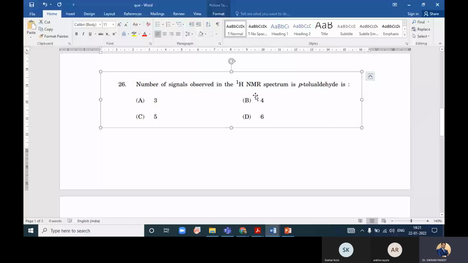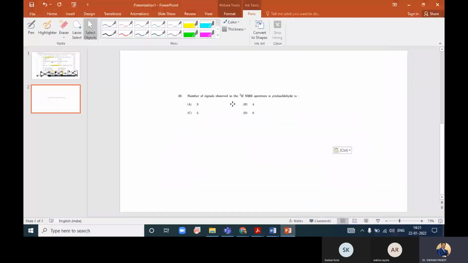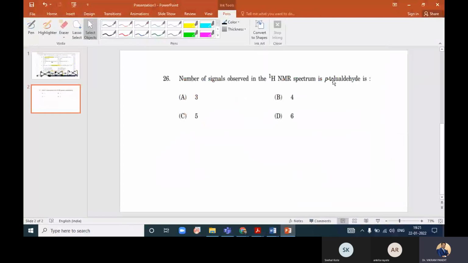Now the next, see, number of signals observed in H1 NMR of para-tolualdehyde. Okay, the functional group is aldehyde. Now what I will do, I will take this structure here and draw it. If you don't know the structure, you cannot predict any of these options. It will be impossible to predict. Now, I will give you the structure for this. Then you will realize whether you are getting it or not.